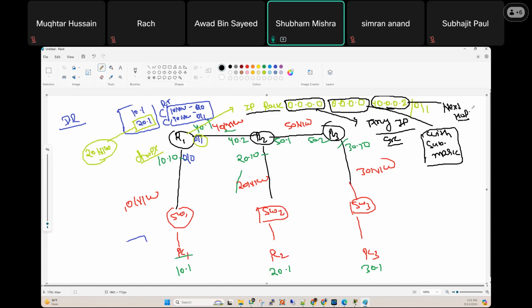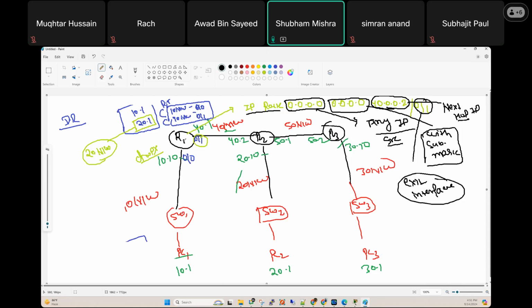Either this is the next hop. If you write 40.0.0.2, it means this is called the next hop IP. And if you are writing this one, this is called the exit interface, or outgoing interface.